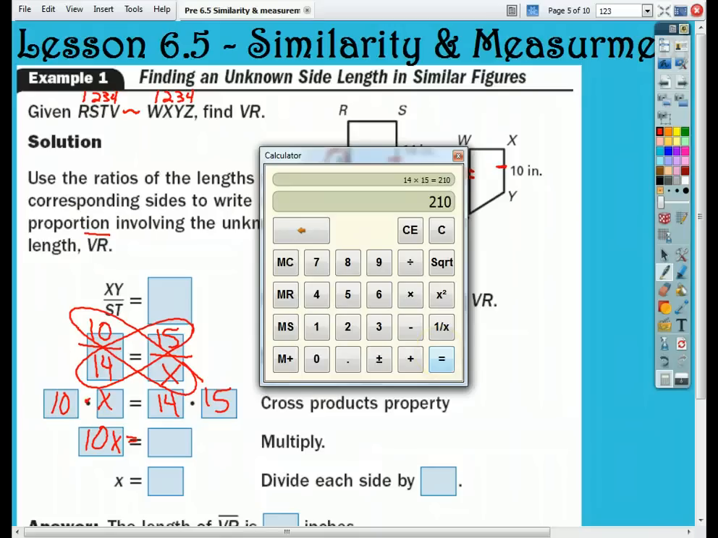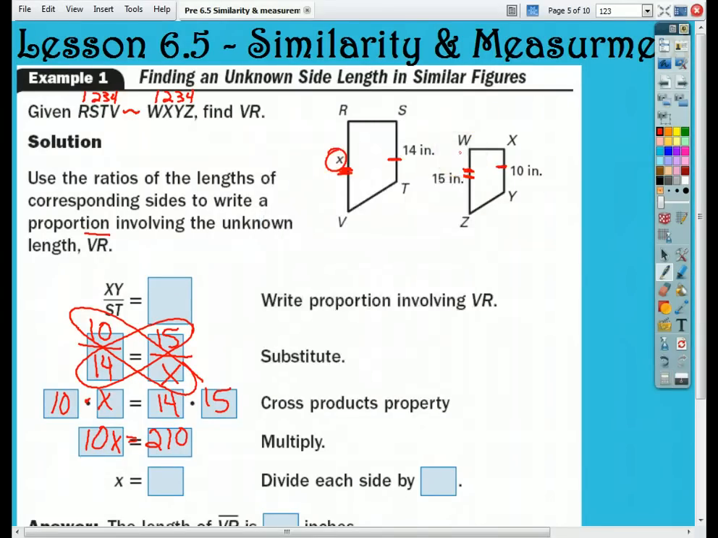Does yours match mine? Yeah. Yes. 210. How do I solve this final one? How do I solve the final part of this equation? Divide by? 10. Excellent. Divide by 10. X equals 21. Circle your answer. Let's go up here to our quadrilateral. We just solved for x. X is, what did we just say? 21. 21 what? Inches. It would be inches. So we know that side is 21 inches.